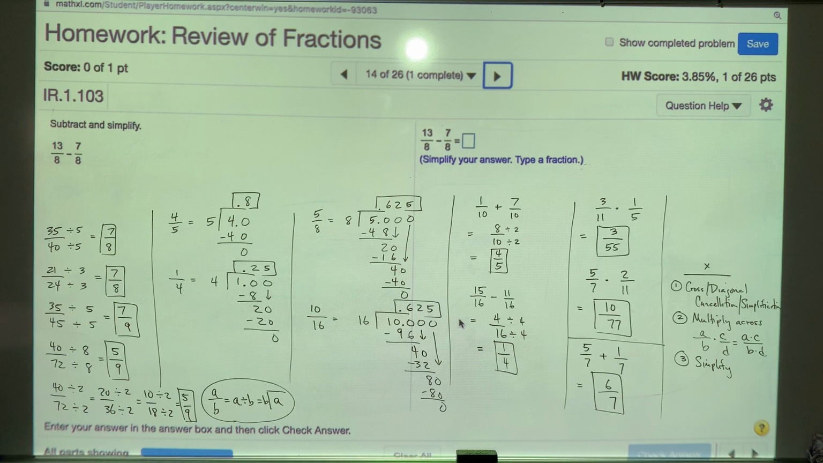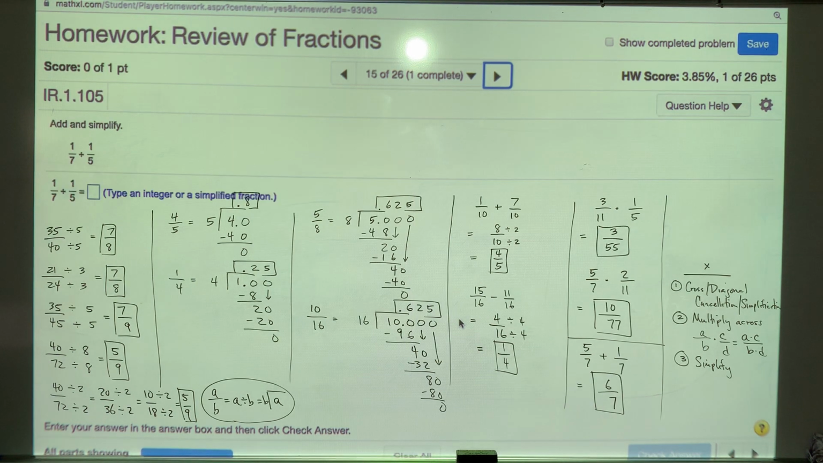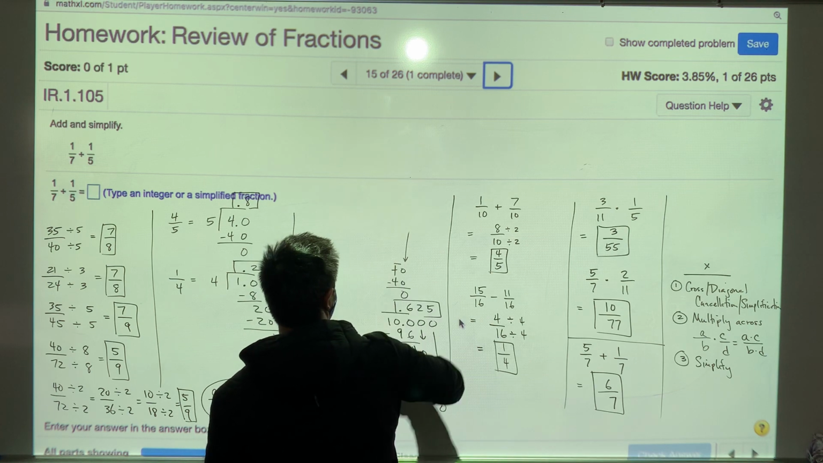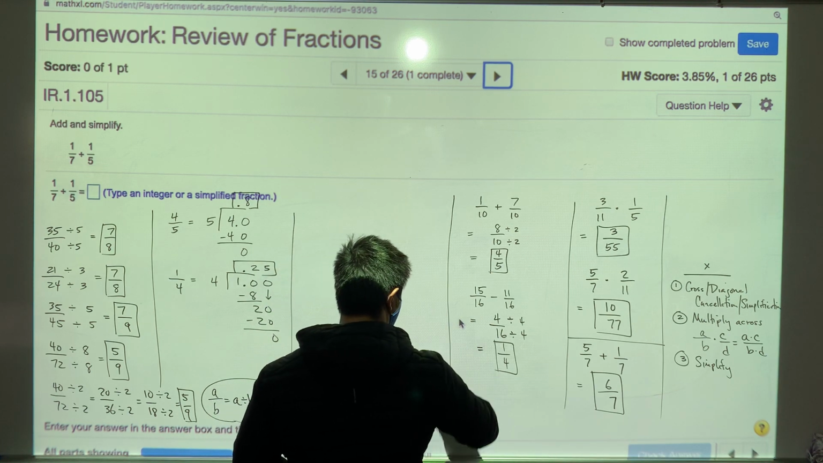All right, so I'm going to skip number 14. You guys get the idea. I'm going to skip number 15 because we just did that. Well, let's do it. Let's get a least common denominator and do all that. Let's just go ahead and do it, just to be sure we've got it. Okay.